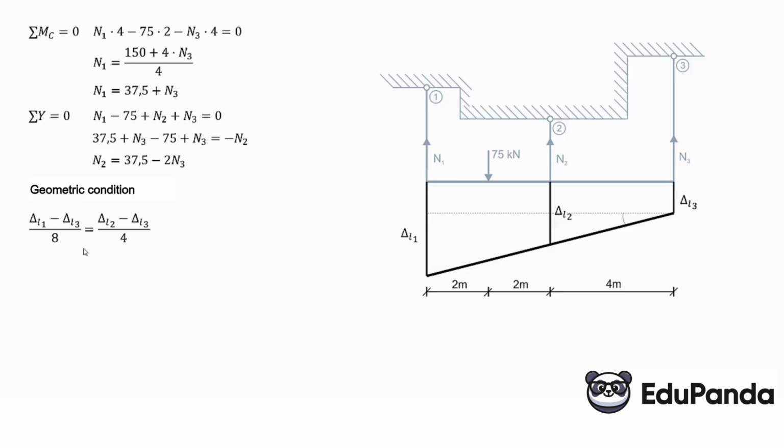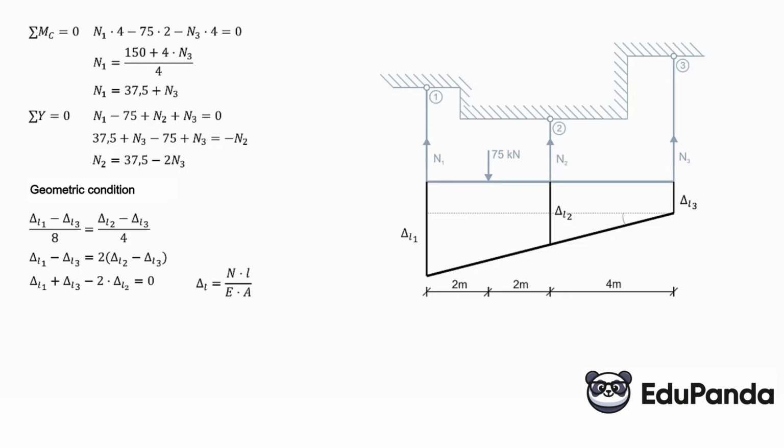We multiply both sides of the equation by 8. Here the denominator cancels, leaving us with 2 in the numerator. We distribute everything to the left side, and we have the third equation. This means we are now able to solve this system of 3 equations. 3 equations, 3 unknowns, it can be calculated.